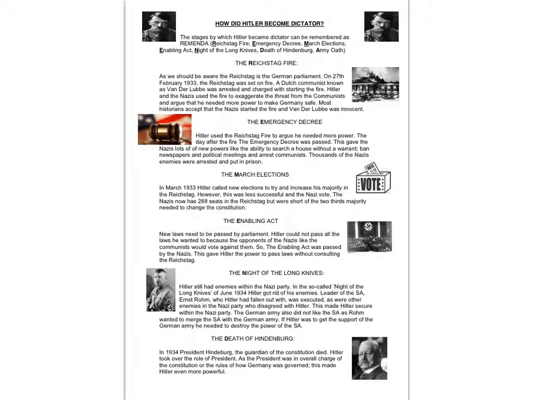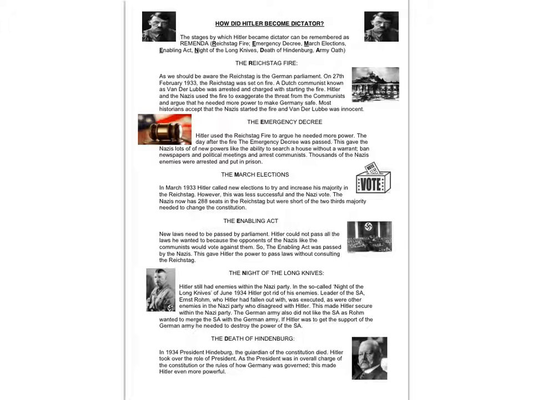The Enabling Act. New laws needed to be passed by Parliament. Hitler could not pass all the laws he wanted because the opponents of the Nazis, like the communists, would vote against them. So the Enabling Act was passed by the Nazis. This gave Hitler the power to pass new laws without consenting the Reichstag. It essentially voted the Reichstag out of existence.